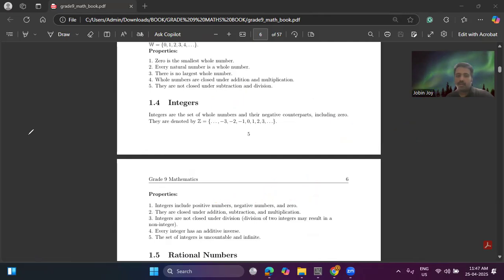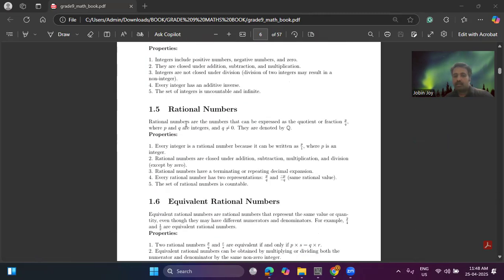Coming to the next one, rational numbers. What are rational numbers? Any number that can be written in the form of P by Q is what is called a rational number. For example, 1 by 2 is a rational number. The value of P is 1, the value of Q is 2. Similarly, for example, 3 by 7 is a rational number. The value of P is 3 and the value of Q is 7.